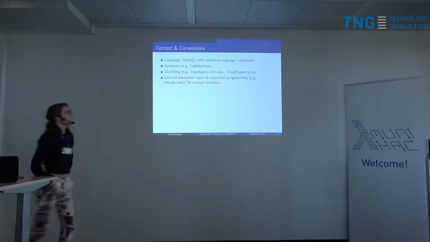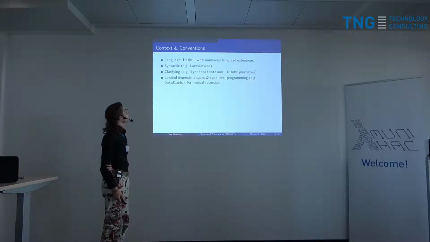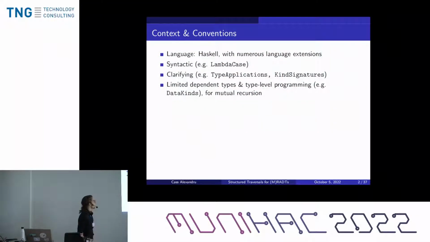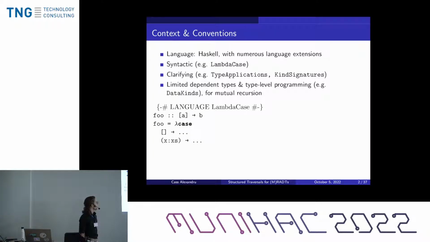All right. First off, some notes about the language that you will see here. It's Haskell with some extensions. Some are for readability. Some are actually for saving space on the slides. And we will also be using some limited dependent types and type level programming to do the mutually recursive part, which is the second part of the talk. And if you haven't seen lambda case yet, it's a really cool extension which lets you pattern match in a lambda, and we will see this extensively on the slides.